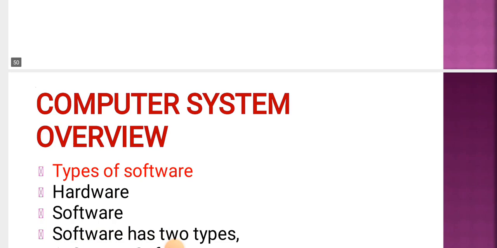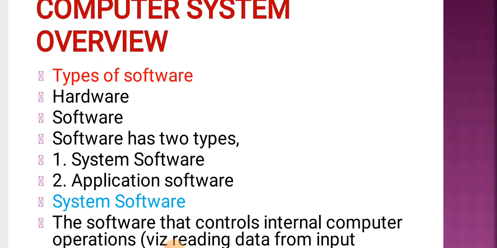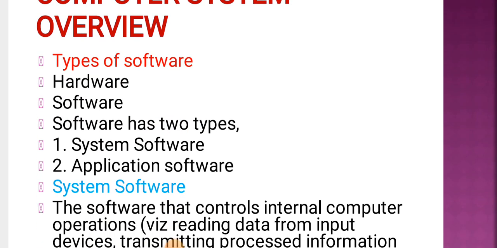Next we are moving to the concept that is types of software. We already discussed in the first video what is meant by hardware and what is meant by software, and now we are going to continue with the types of software also. So before that, I will tell you what is meant by hardware. Hardware means the physical components of a system, and we can touch and feel them. So that is known as the hardware. And what is meant by software? Software is the set of instructions and we cannot touch and feel it. So that is known as the software.